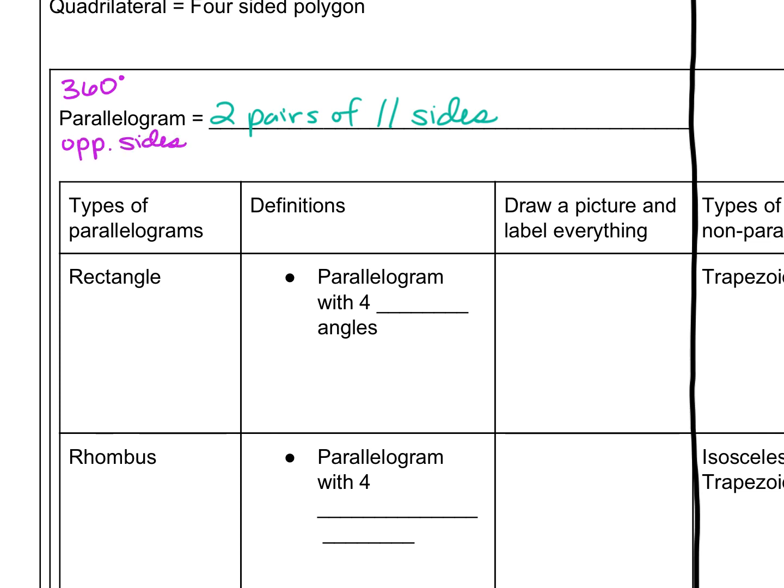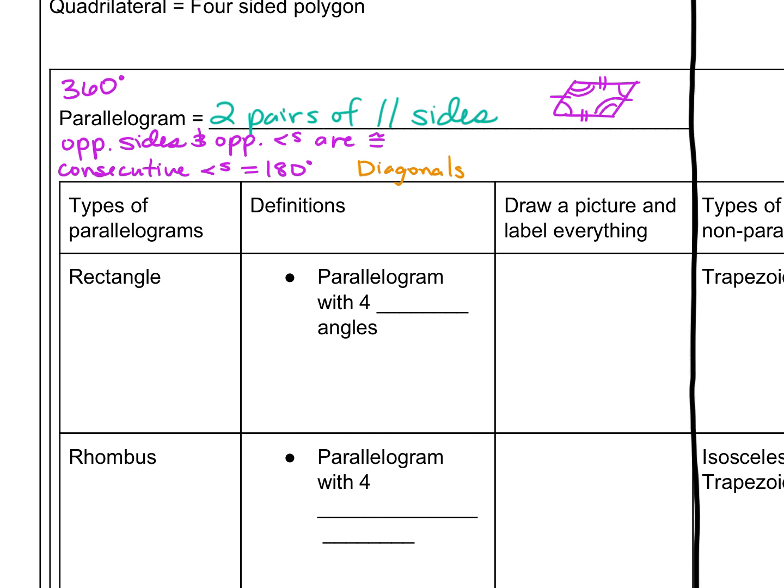Opposite sides and opposite angles are congruent, right? So if I'm looking at a parallelogram, I'm saying these are congruent, those are congruent, opposite sides are congruent. Okay, opposite sides and opposite angles are congruent in a parallelogram. What about consecutive angles? They're supplementary. Consecutive angles will add up to 180, right? They're supplementary. And then what about diagonals of a parallelogram?